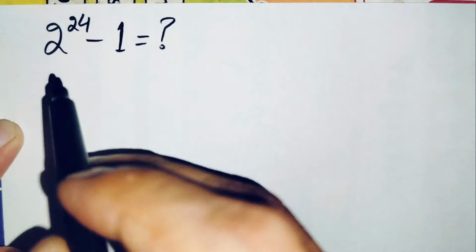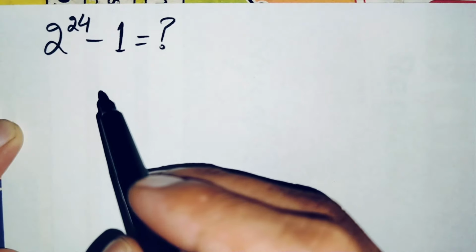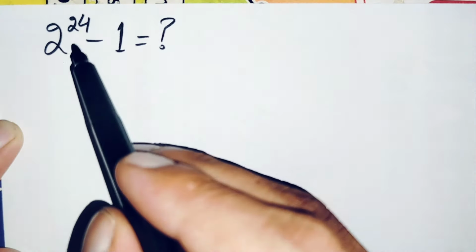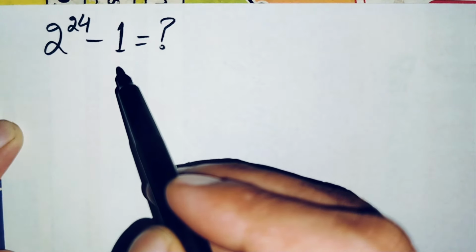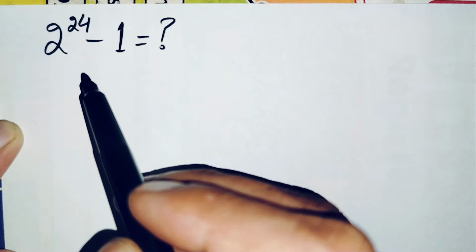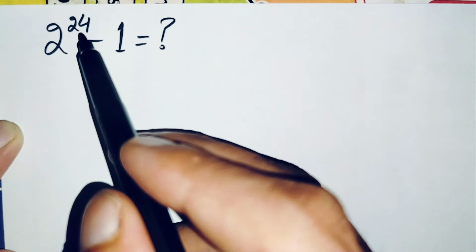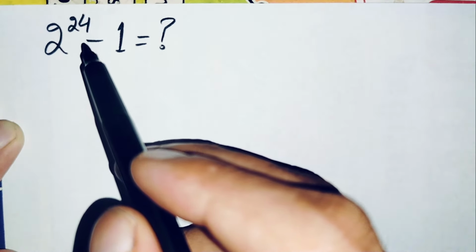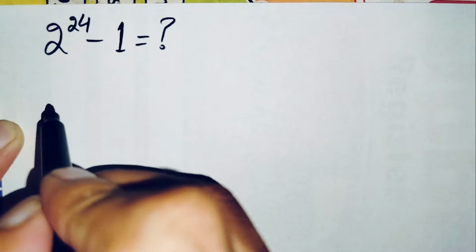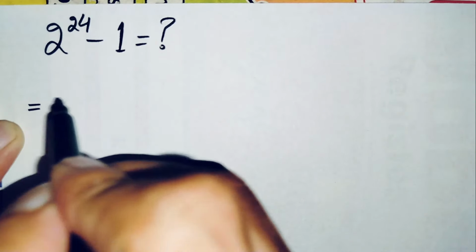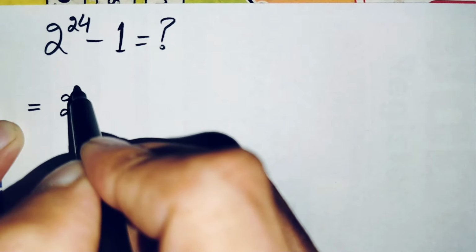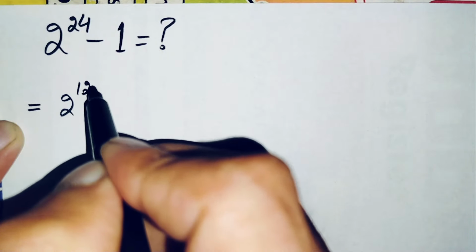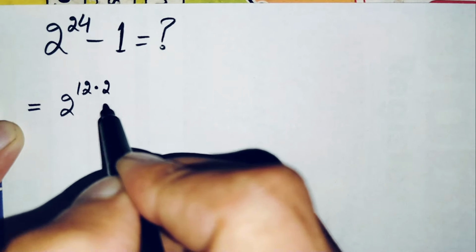How to solve and find the value of this nice simplification math problem, that is 2 raised to power 24 minus 1. So how can we solve this problem? Here first of all we will factorize the power 24 to the product of 12 times 2. So we can write 2 raised to power 24 as 2 raised to power 12 times 2, minus 1.